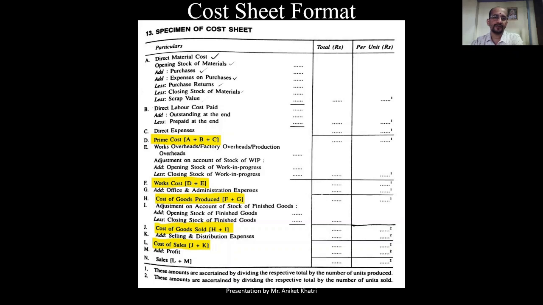As you all are aware, we are solving the problems on cost sheet. So this is the disclaimer statement of this particular video. We are going to use this particular format of cost sheet to solve the problem. This is our problem number 16. This came in 2017 April external examination of Savitribai Phule Pune University at SYBCOM level.